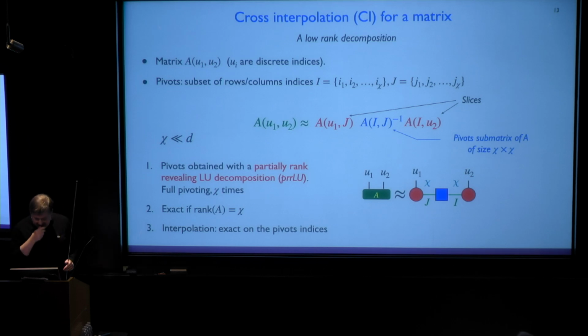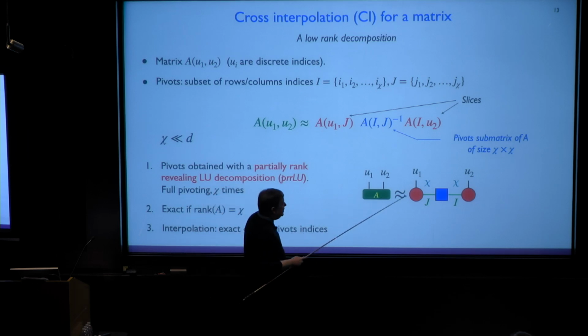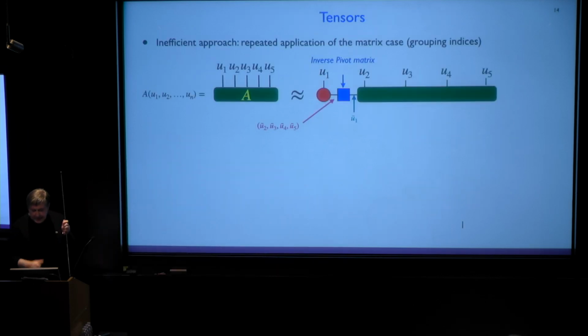With full pivoting chi times. So in terms of graphical representation, I have a matrix here, and I decompose it again as the red part, the slice, the inverse pivots, and then the red part again. The same kind of diagrams. And the way to think about tensors can be presented in this way, which is mathematically correct, but totally inefficient from a computational point of view. I'll correct that in a second.